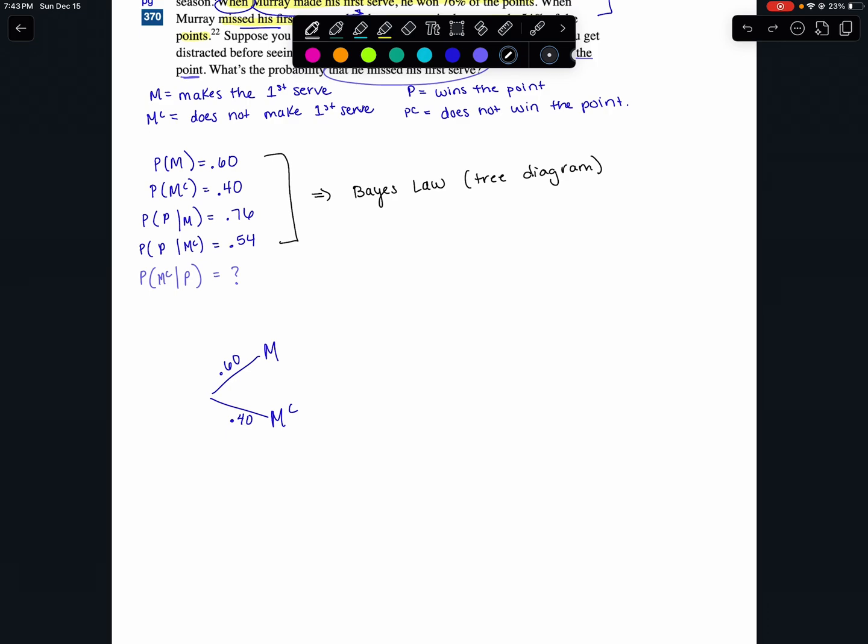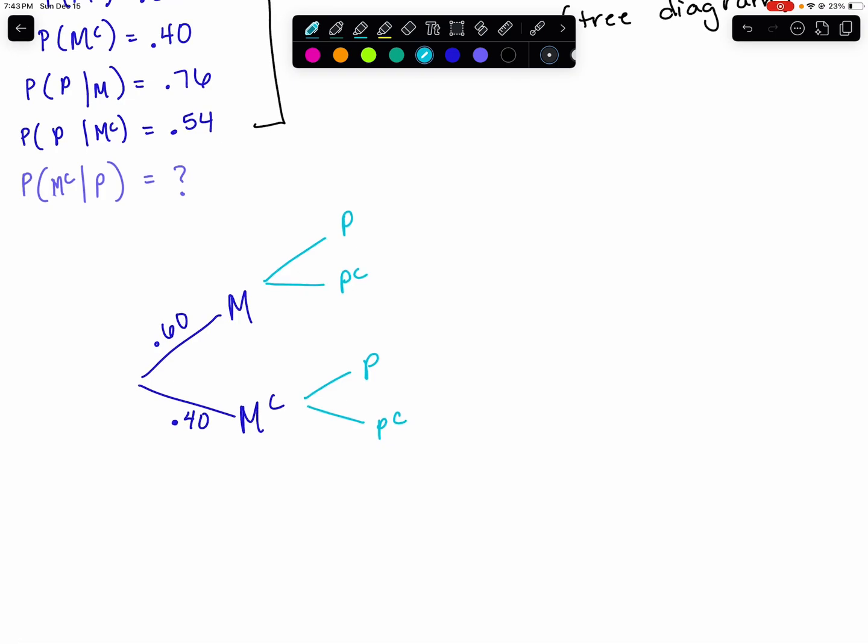Okay, now we know that he's either going to make the first serve and get the point or not get the point. He's either going to miss the first serve and get the point or not get the point. So now if we go back to what we were saying before, this probability represents that he gets the point given that he made the first serve. This branch represents the probability that he doesn't get the point given that he made the first serve. This is the probability that he makes the point given that he missed the first serve. And this is the probability that he misses the point given that he missed the first serve.